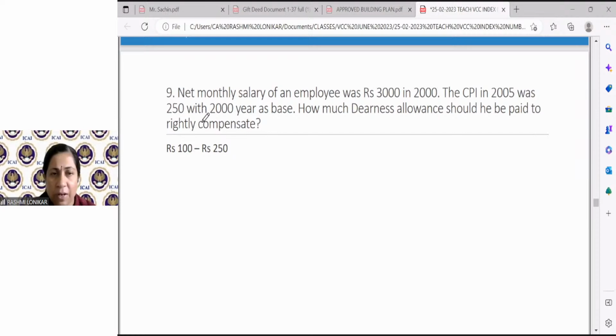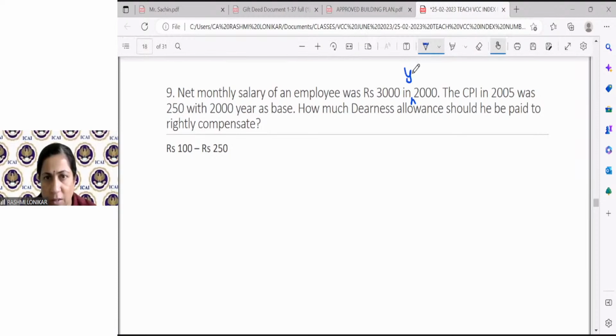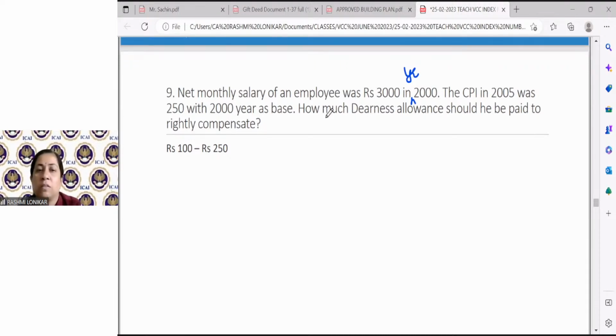Net monthly salary of an employee was 3,000 in the year 2000. The consumer price index in 2005 was 250 with 2000 as base year. How much dearness allowance should be paid to rightly compensate? Means what? Now the company is saying, okay, in the year 2000 his salary was 3000 rupees, but now they want to revise his salary in the year 2005. How much should they revise?